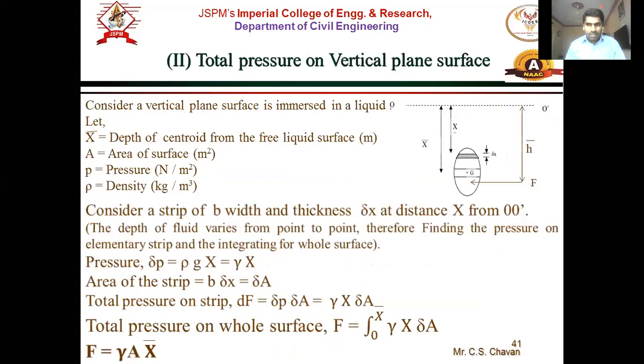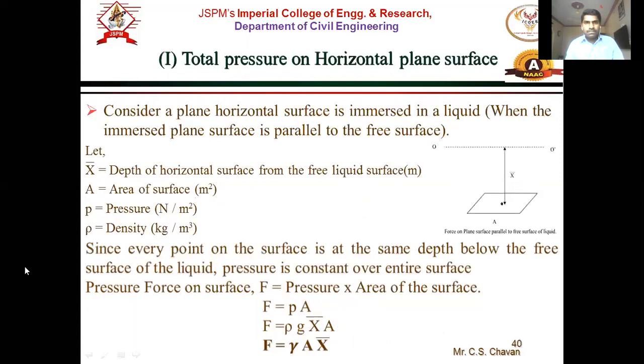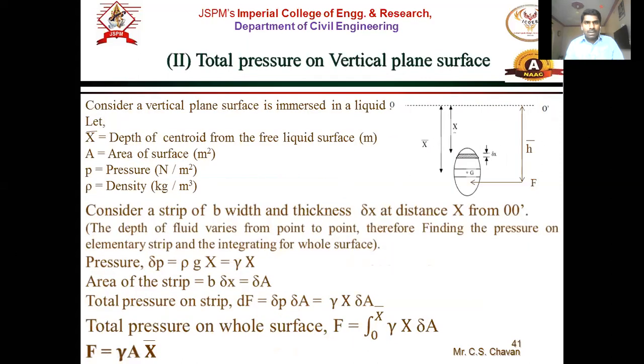Now the second derivation will be the total pressure on a vertical plane surface. Now the surface is vertical, right? So here you can see that there is a surface which is vertical inside this particular static fluid. This is the free liquid surface.